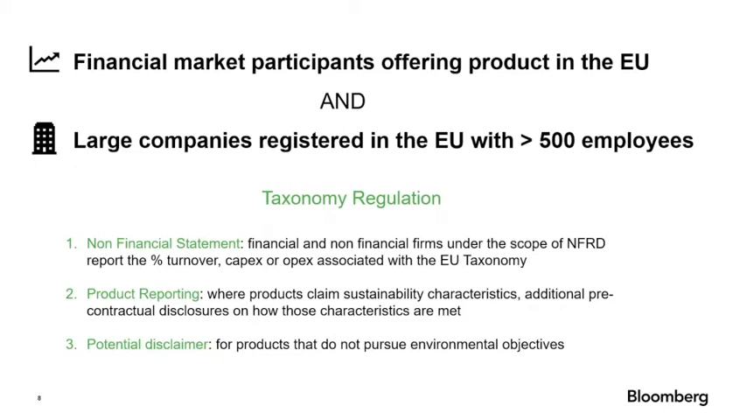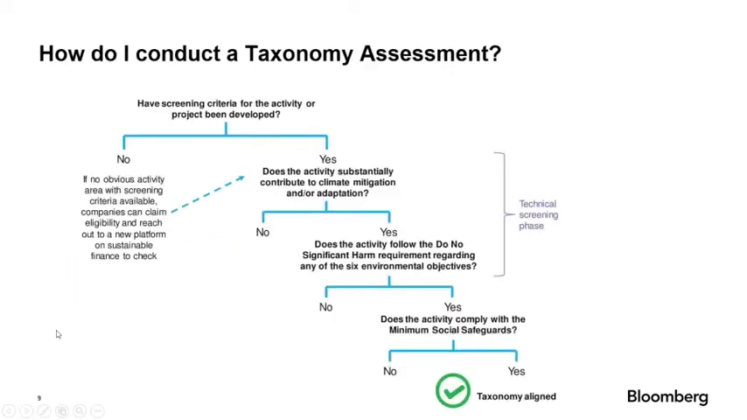The second part of the disclosure is also that financial and non-financial companies under the scope of the NFRD would need to disclose in their non-financial statements any turnover or capital or operational expenditure that's associated with the taxonomy. And I think we'll come on to that in the second presentation. There's also an update to NFRD itself, and there is a consultation open now until the 11th of June on that item as well. Okay, so let's jump on to how do I start?